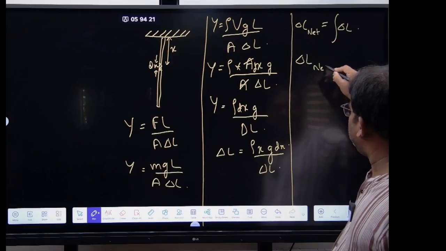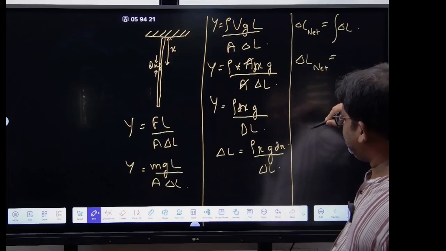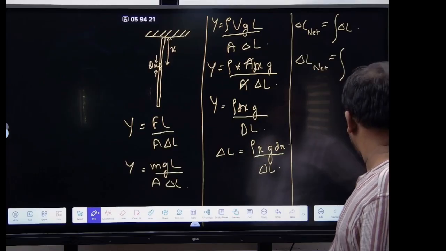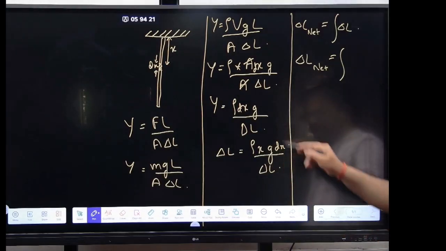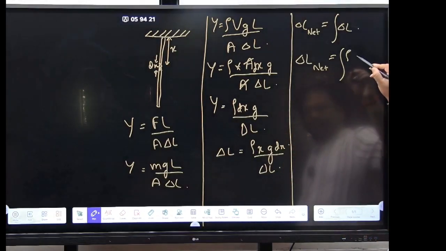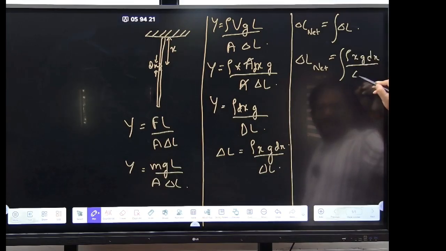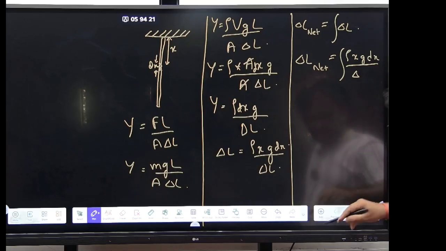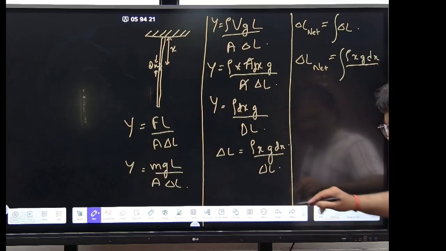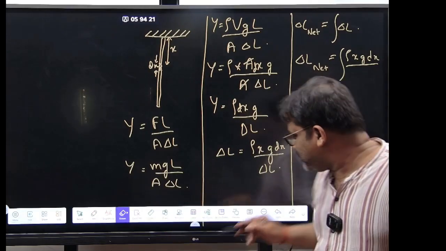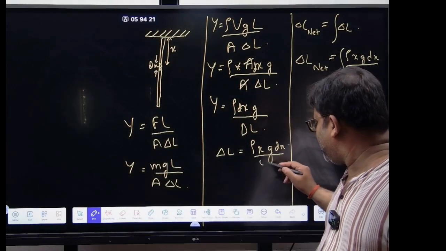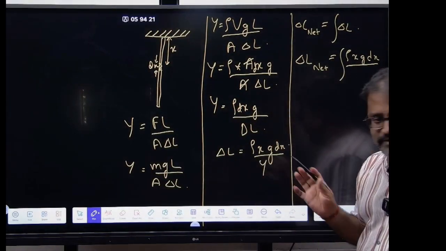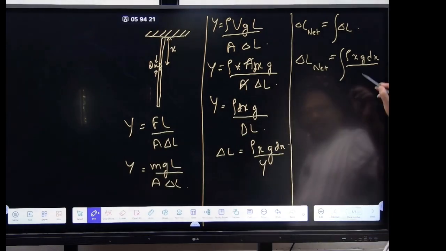So delta L net is equal to what now, children? Integration of delta L. But what is delta L? Rho x g dx divided by y it should be, isn't it? Come on, children, let me make the changes where it is needed. Okay, so this is y.